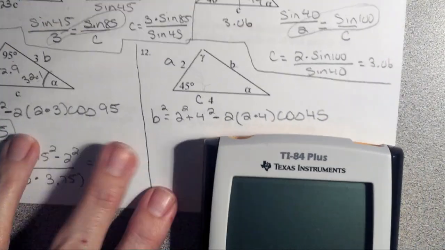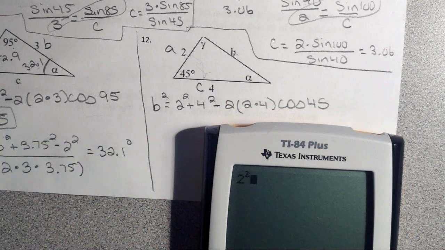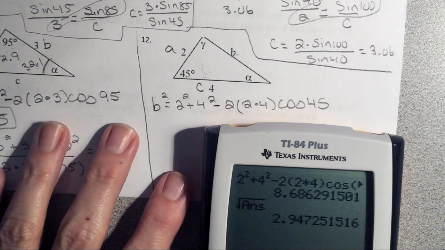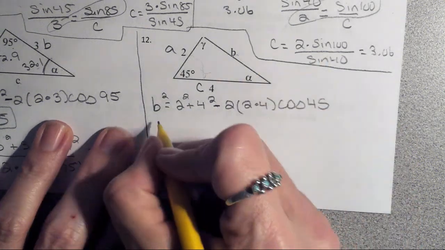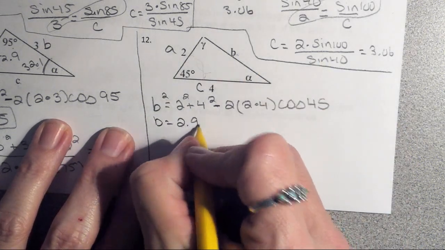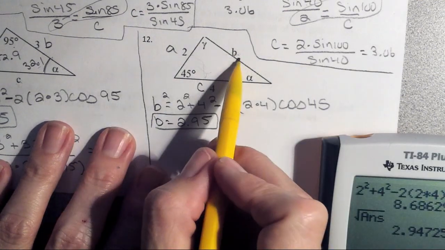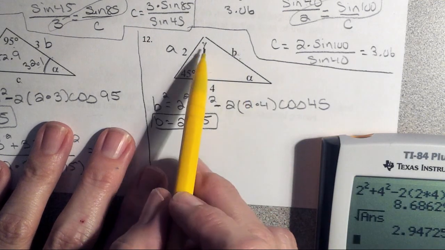Now I'm going to go to my handy dandy calculator and type it in: 2 squared plus 4 squared minus 2 parentheses 2 times 4 times cosine of 45. And again, I'm going to remember that that's not my answer. That's b squared. I have to still square root that. So my b is 2.95. So b equals 2.95.